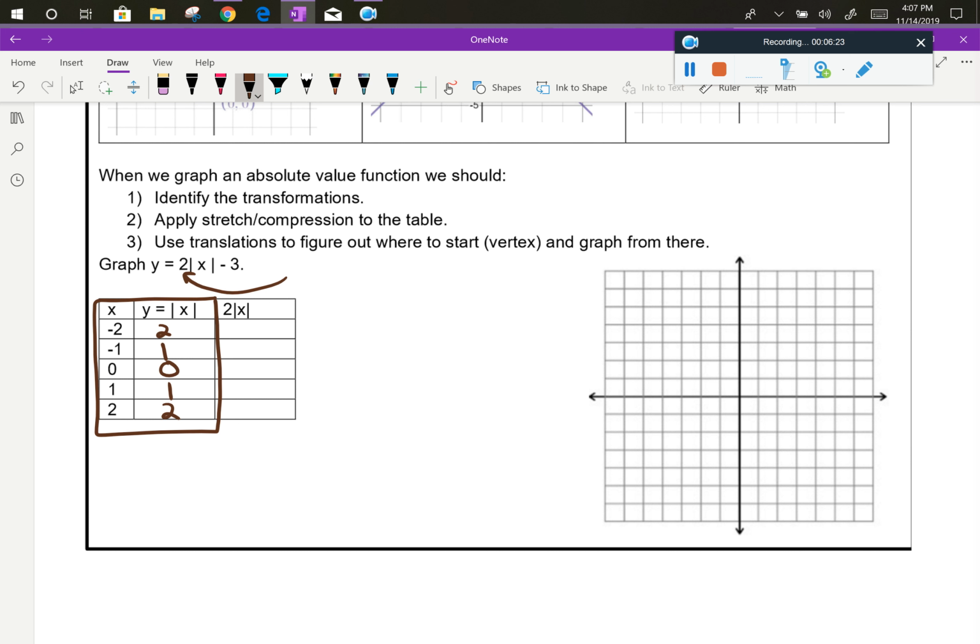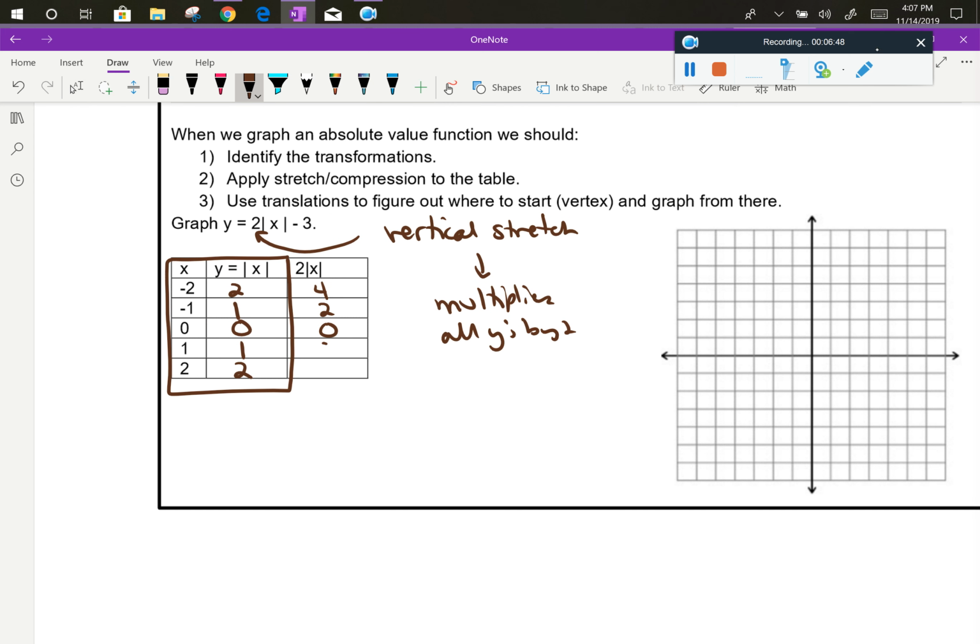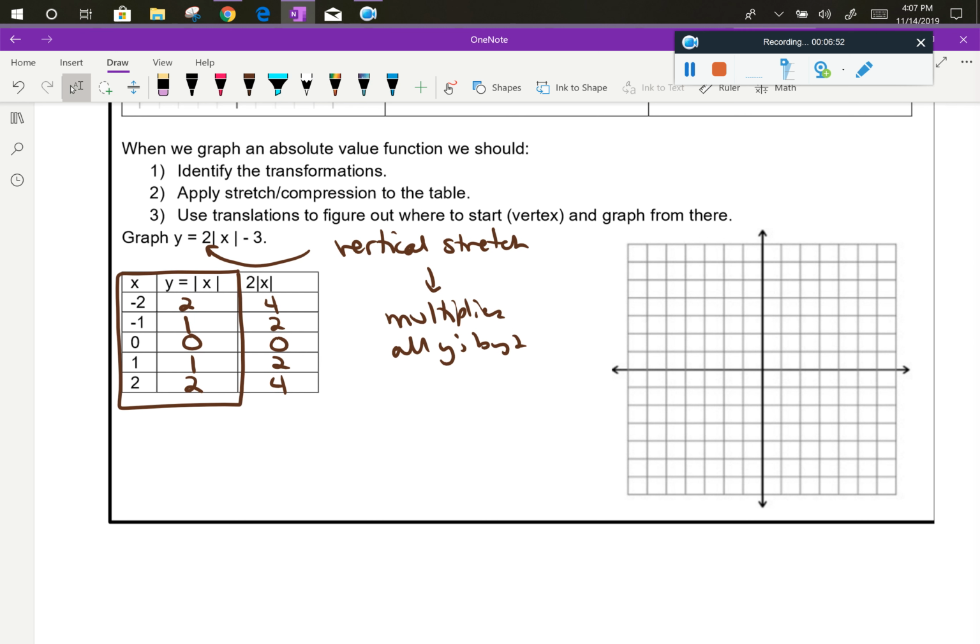See here, one of our transformations is a vertical stretch. We know that a vertical stretch multiplies all the y's by 2 to make them twice as tall as they used to be. So I take the 2 from the first line and multiply it by 2 and get 4. I take the 1 and multiply it by 2 to get 2. Now 0 times 2 is still 0. But 1 times 2 is 2, and 2 times 2 is 4. So these are my new y values.